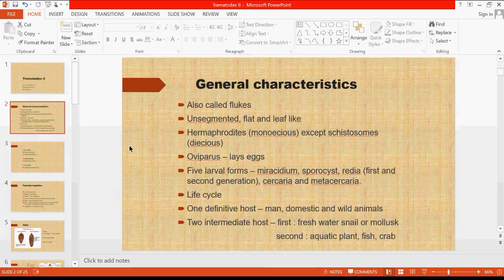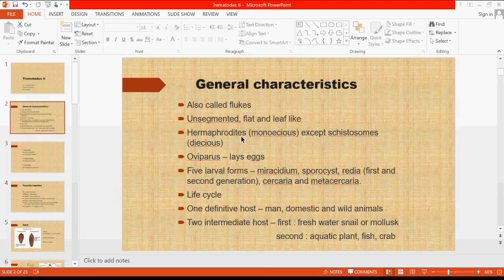So now I am going to revise the general characteristics of this trematode again. In the general characteristics, you can see they are also called flukes. So that is the first one. Depending upon their habitat, they are called liver flukes, intestinal flukes, lung flukes, and so on, or the blood flukes. The blood flukes are the schistosomes, which you already learned.